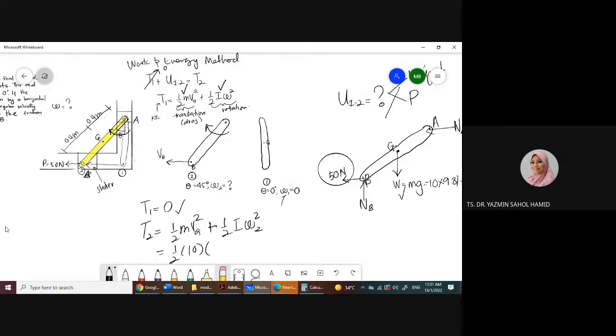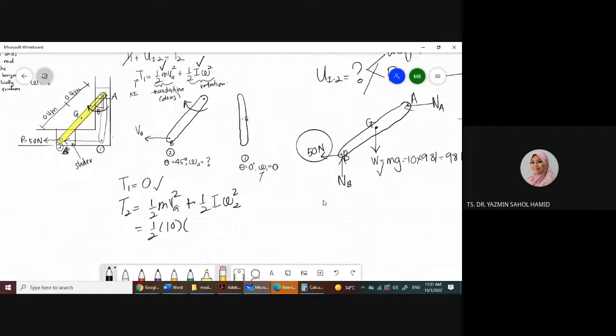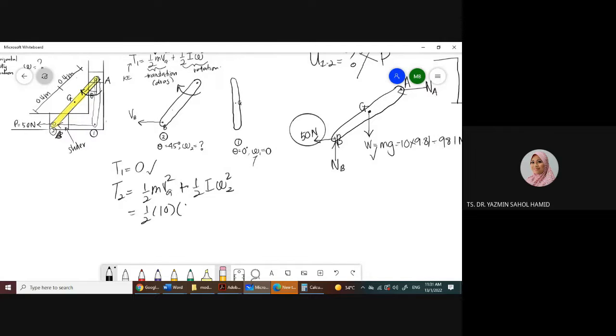So we will need to find it. We need to find the velocity. We don't have it. Plus 1 over 2 I. For this, it is I rod. What is the formula for I rod? Sometimes in an exam test they don't give it. You must know. One over two or one over 12? Come on, guys.